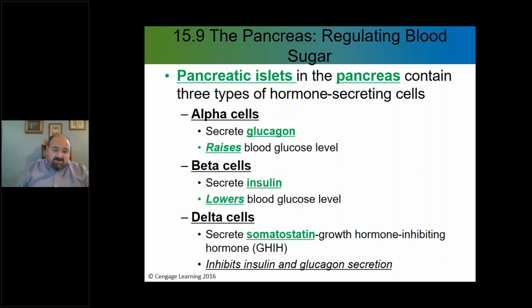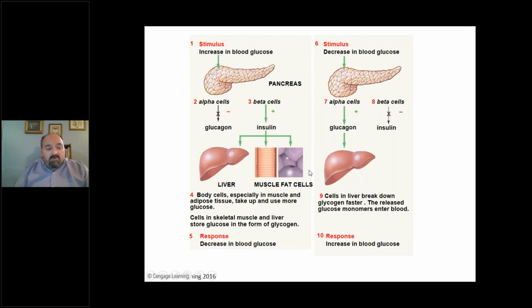And then we have delta cells, these other cells present within the pancreatic islets that will secrete growth hormone inhibiting hormone. Okay, so it inhibits insulin and glucagon secretion, which would help to raise blood glucose levels. Recall we talked about earlier, cortisol will increase blood glucose levels short term, but too high levels of cortisol for extended periods of time increases blood glucose levels for too long and enables weight gain and such, and so obesity.